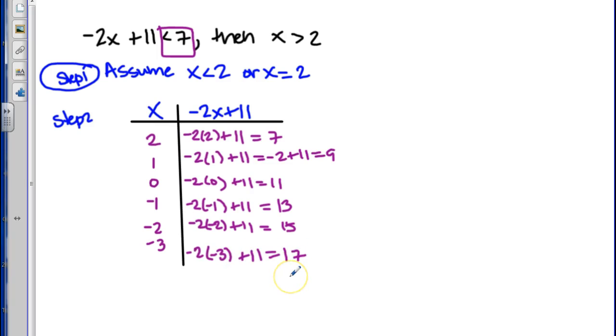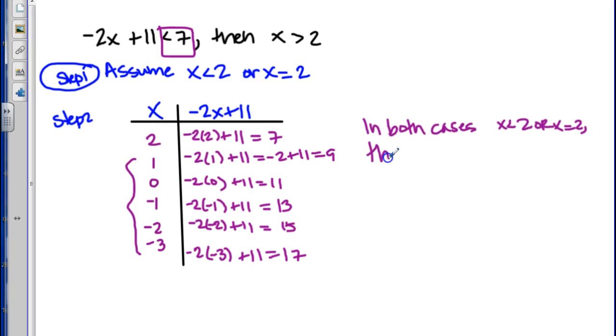All right, so in both cases, x is less than 2, which is from here down, or x equals 2, we have a contradiction. I don't get numbers that are less than 7. All right, so let's make a statement of that. In both cases, x is less than 2 or x equals 2, the assumption leads to a contradiction.